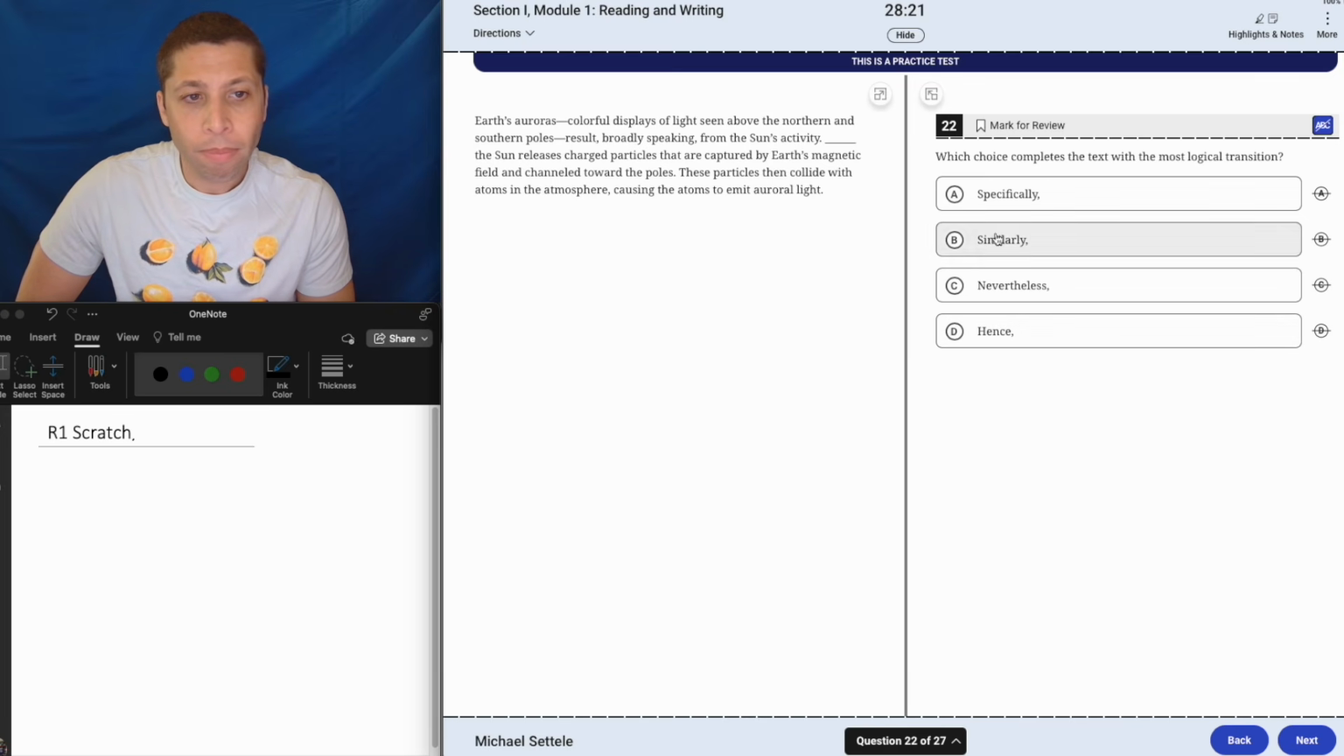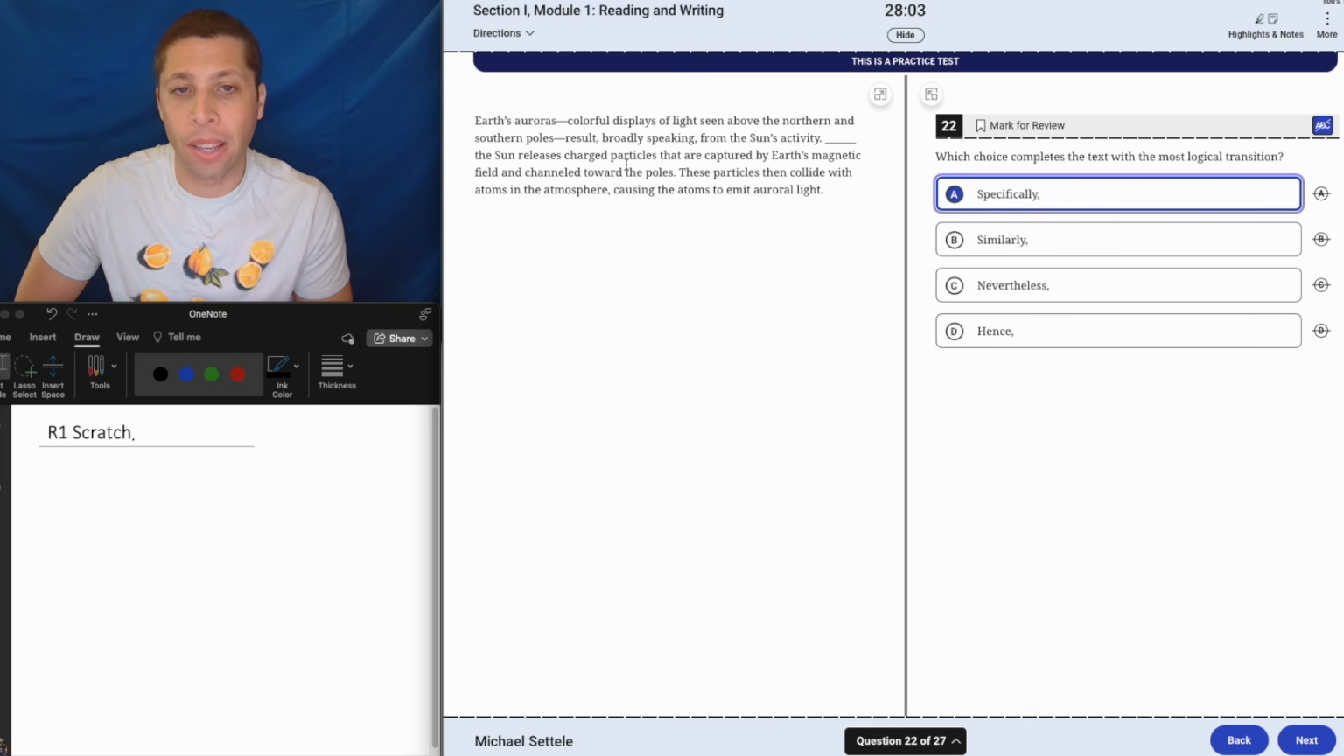Okay. These all mean different things. Earth's auroras, colorful displays of light seen above the northern and southern poles, result, broadly speaking, from the sun's activity. The sun releases charged particles that are captured by Earth's magnetic field and channeled toward the poles. These particles then collide with atoms in the atmosphere. Yeah, so it feels like, for example, right? Or specifically means like, here's what's going on. Earth's auroras are from the sun's activity. For example, the sun releases charged particles that are captured by Earth's magnetic field.